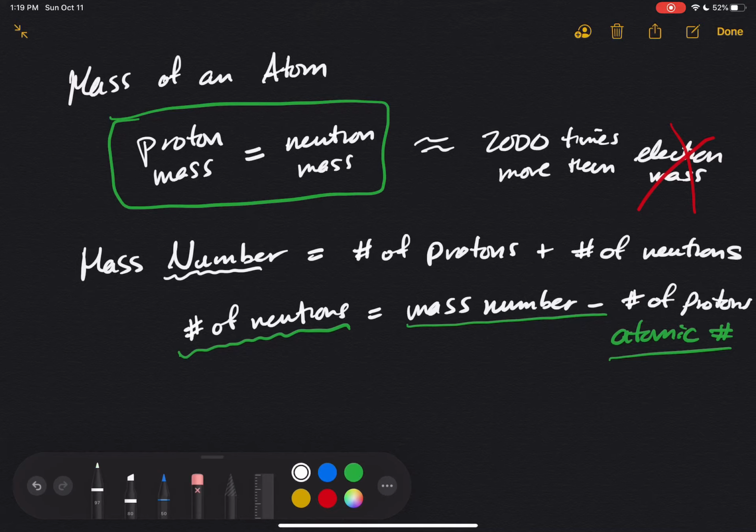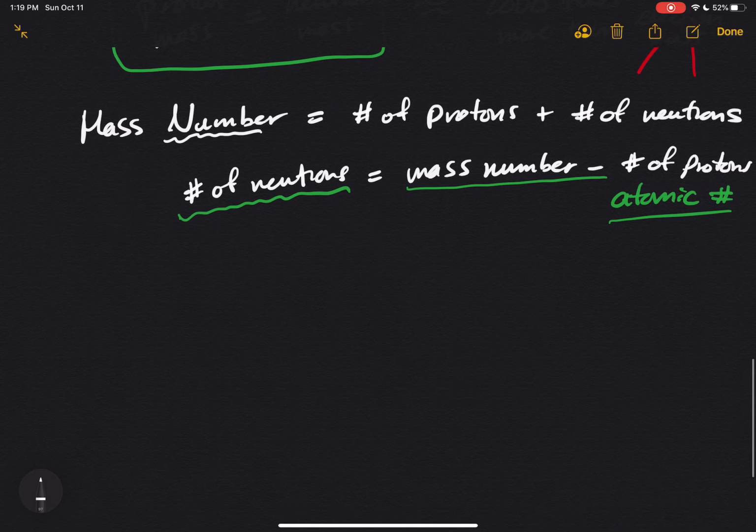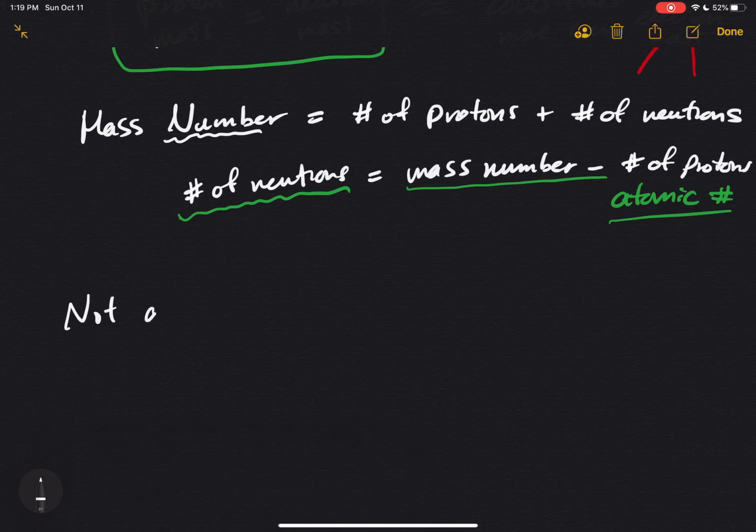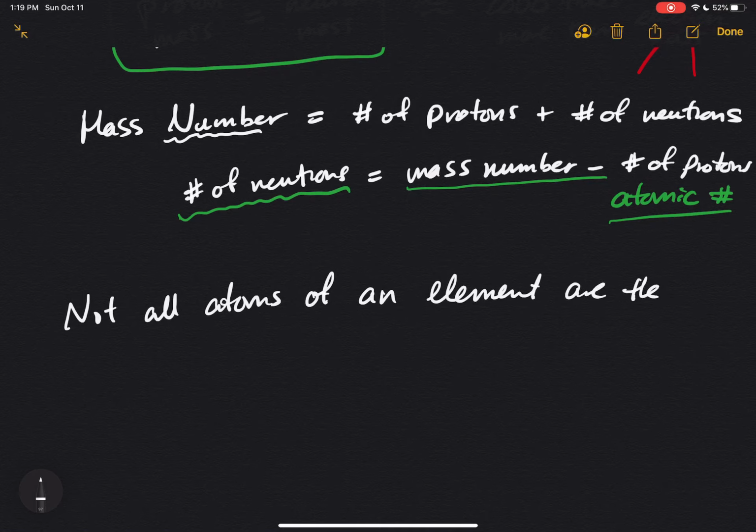So we will need to pay attention, because what I want to tell you is that not every atom of every element is always the same. Let me say that again. Not all atoms of an element are the same. Not all of them. There are different patterns. And we need to learn how to recognize the difference between these atoms. We're going to talk about this.